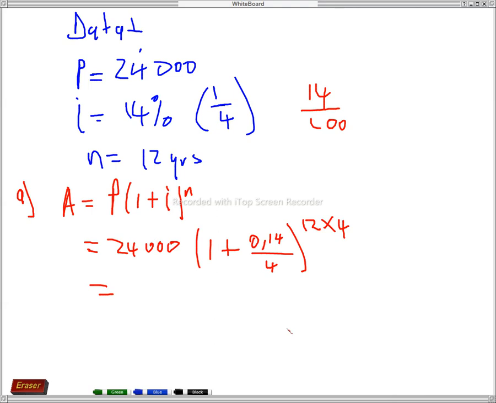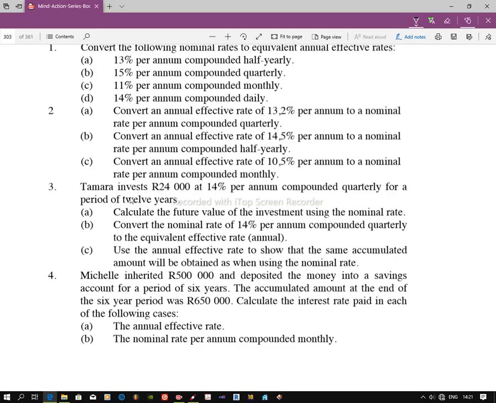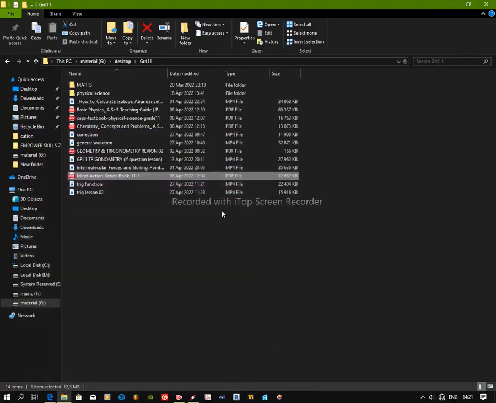So my answer here is 125,126 rand. 125,126.14, rounded off to 2 decimal places. So this is your answer for A, the future value of the investment. It's not bad, it's not bad.